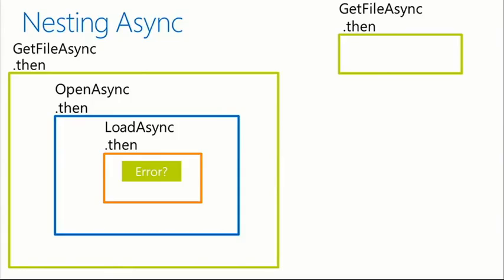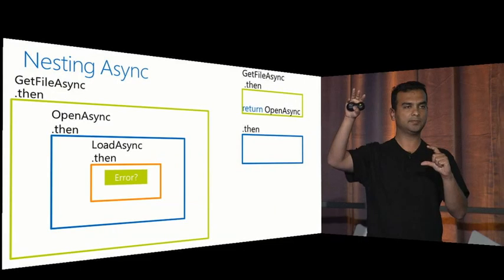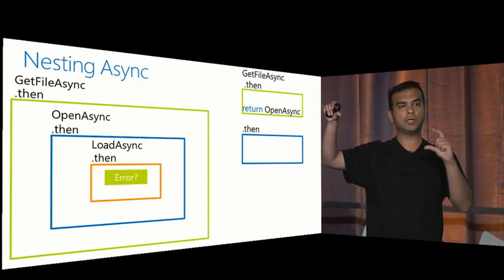So bear with me for a second. What we do is you have get file async. Now, in the continuation of the get file async, you don't actually set up another async operation and do a .then there. Instead, what we tell you to do is return the async operation from the .then, but put the .then outside of the scope and put it as a continuation of the get file async. So what we've done is instead of putting the blue box .then as a continuation of the open async, we're asking you to return open async. It returns an async operation, and we're saying put the .then as a continuation of the .then of get file async.